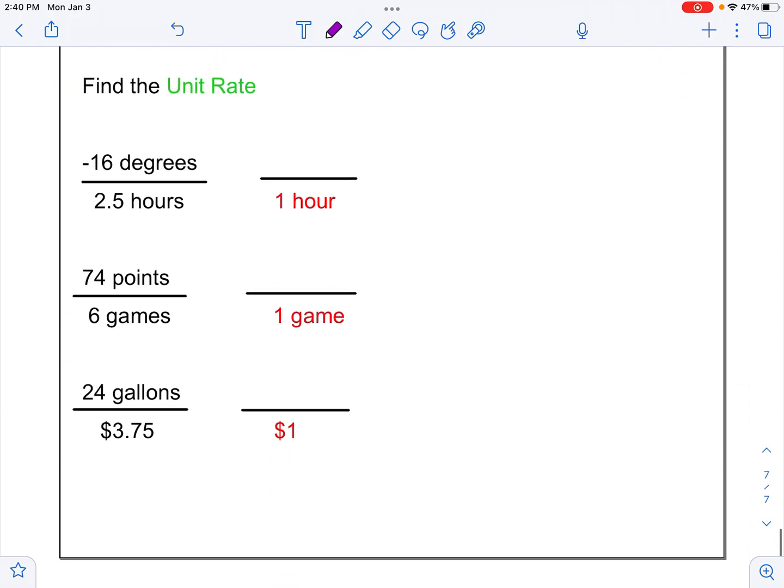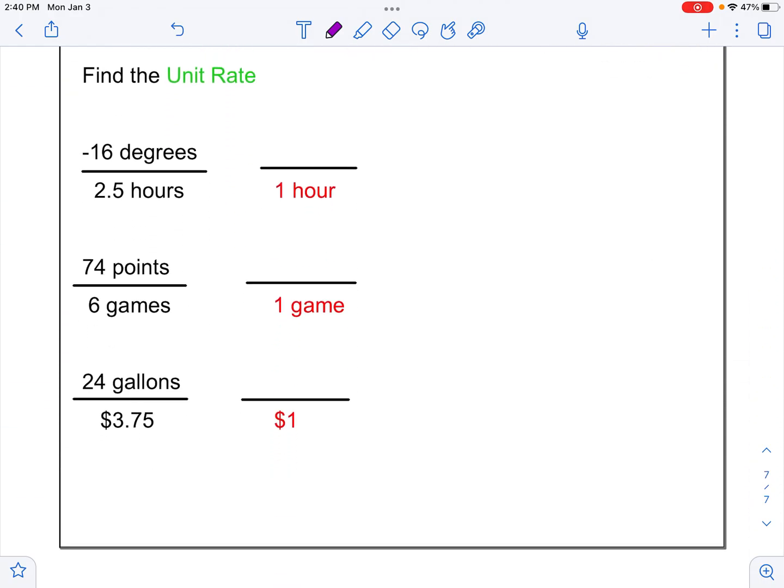So let's look at a couple more here. We have negative 16 degrees in 2.5 hours. Again, that 2.5 needs to go down to 1, so I have to divide it by 2.5. So now I'm going to divide 16 by 2.5, and I get negative 6.4 degrees an hour.